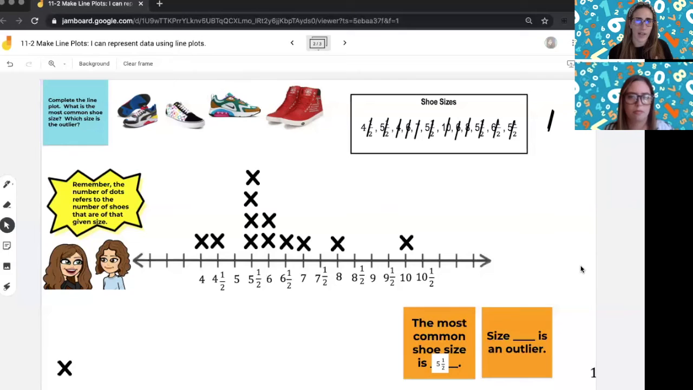Let's look at the second part. Which size is an outlier? So do we see any outliers in this data set? I do see an outlier. I think that 10 could be an outlier because it's 2 away from 8 and it's not close in with the rest of the data like the other X's are. So I would say that 10 is an outlier. Yeah, most of the X's are at 4, 5, 6, 7, 8, and 10 is pretty far away. Yeah. So size 10 is the outlier. Great job. We can move on to the next one.